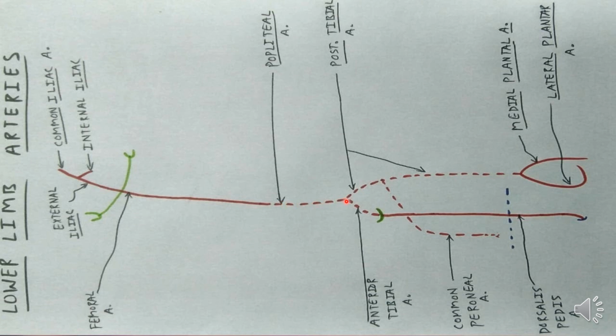Then it branches into posterior tibial artery and anterior tibial artery. Posterior tibial artery gives one branch called a common peroneal artery and it continues as posterior tibial artery and enters the foot and then it will become medial plantar artery and lateral plantar artery. The anterior tibial artery continues anteriorly and passes down the leg and enters the foot as dorsalis pedis artery.